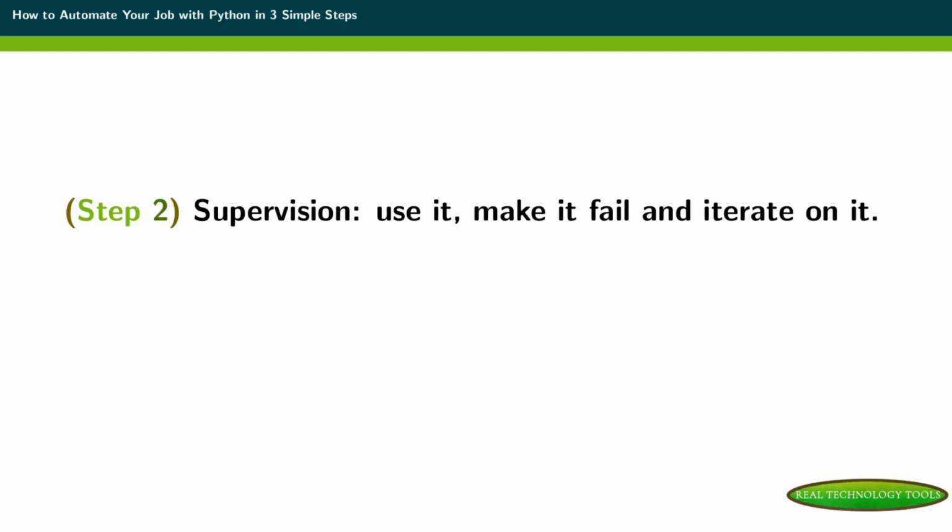Step 2, supervision. Use it, make it fail, and iterate on it. After step 1, you should have a first version of your software. The point of this step is to use it as much as possible in as many situations as possible. The point is to have many use cases so that you can tell, in this situation that version doesn't work, and in that situation that version does work. You want to stress test your software so that you can find out more about the problems that you can potentially encounter. So the point is, use it.